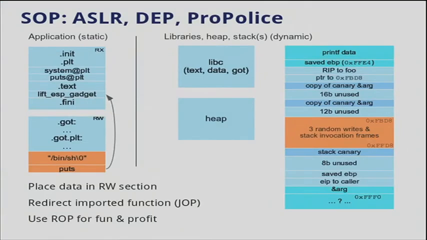So when the application executes the puts function, it gets redirected to the lift ESP gadget, which in turn will pop a specific amount of bytes from the stack, which will end up in our buffer that we control, and in the end we can just execute our special stack invocation frames and use return-oriented programming for that. If we would like to use jump-oriented programming, we could use a similar approach where we redirect it through the return address to some jump-oriented programming space.